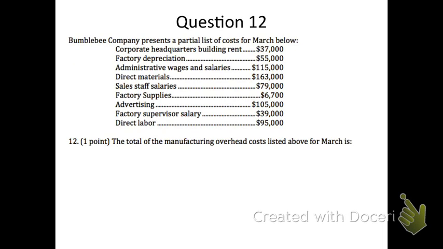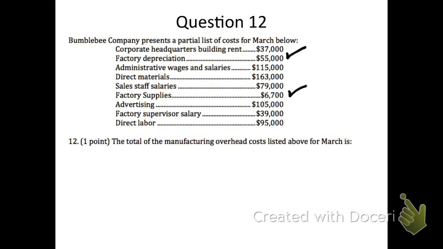Alright, question number 12 is asking you what's the total manufacturing overhead cost listed above for March. You have to know which are the indirect product costs in this list. Corporate headquarters building rent is not a product cost. Factory depreciation will be one of the manufacturing overhead costs, or indirect product costs. Admin wages and salaries is not. Direct materials is a product cost, but it's a direct cost. Sales staff salaries is a selling cost, not a product cost. Factory supplies is factory overhead.